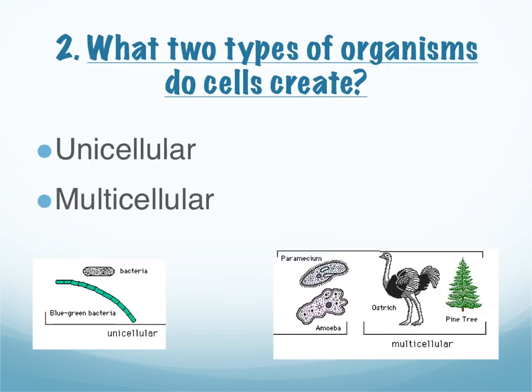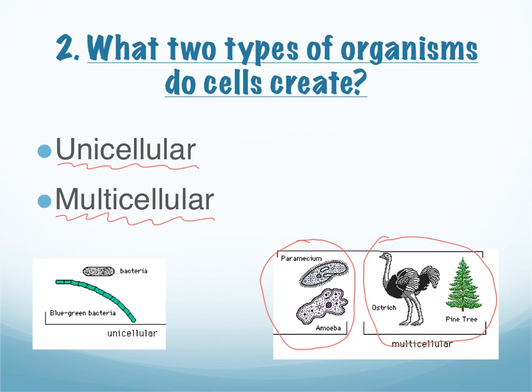The two types of organisms that cells create are either unicellular, meaning composed of only one cell, or multicellular, composed of many cells. So one-celled organisms could be like Paramecium or amoeba. These are both protista. Or bacteria would be a one-celled organism, or multicellular organisms like the ostrich or the pine tree, or humans or dogs or anything else of that nature.